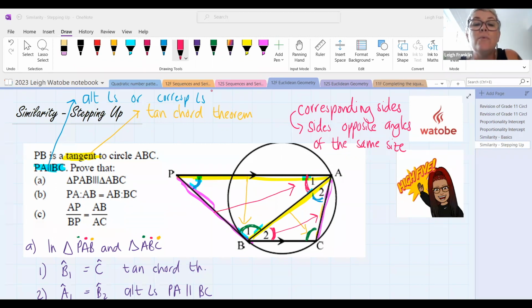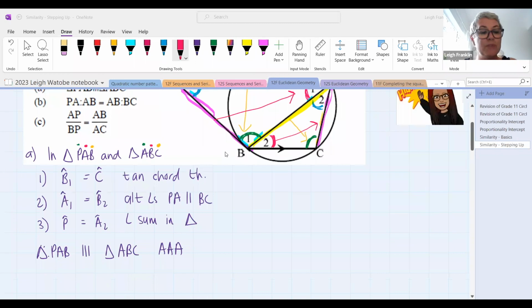Correct, Tokomelo, sorry, I pronounced your name incorrectly. So after we prove similarity, as we've done here, our next step is going to be to write the corresponding sides as a proportion. If you recall from last time, it was the first two over the first two, the second two over the second two, and first and last over first and last. Is there anybody who wants to tell me what to write in this case?